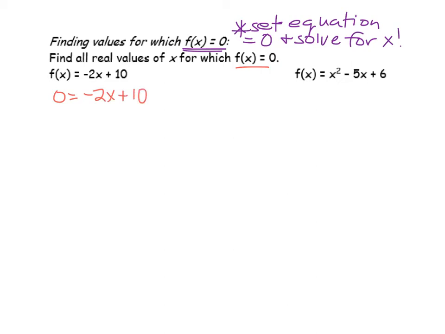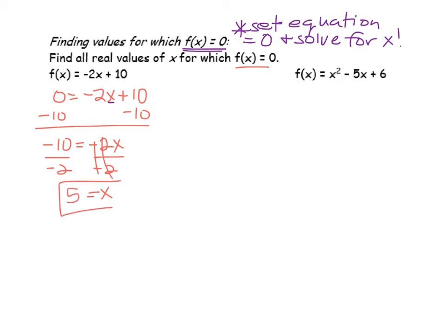Now, solve for x. We want to get x by itself. Let's move 10 over by subtracting. 0 minus 10 is negative 10. And what would we do now to get x by itself? Divide both sides by negative 2. The negatives and the x's cancel, the negatives and the 2's cancel. On the left, negative 10 divided by negative 2 is positive 5. That is the real value for x that makes the output equal 0.